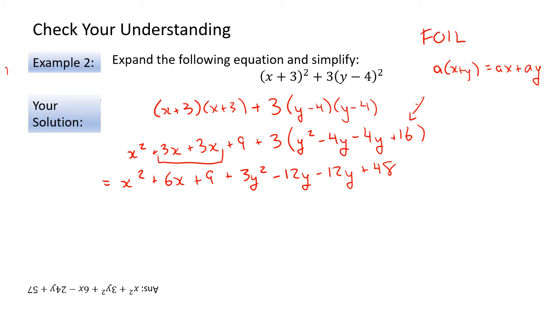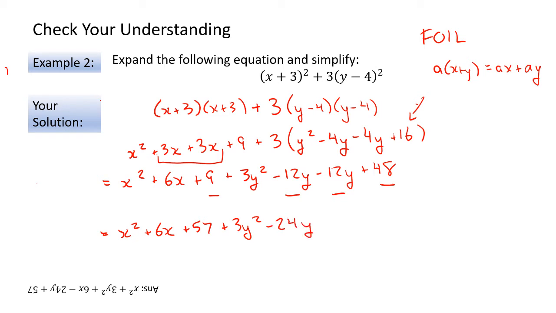So now we have 2 sets of like terms here. We have a constant of 9 and 48, so those can simply be added together. And we have a negative 12y and a negative 12y. Again, they both have just y in them, so we can collect those terms together. So simplifying this, we're left with x squared plus 6x. Then 9 plus 48 is 57, so plus 57. Plus 3y squared, and then we have negative 12y minus 12y, which is minus 24y.